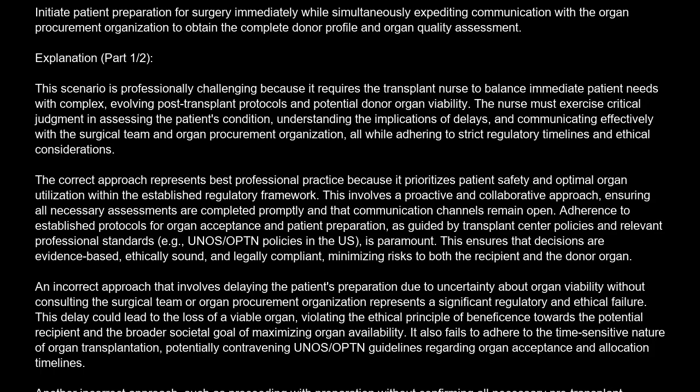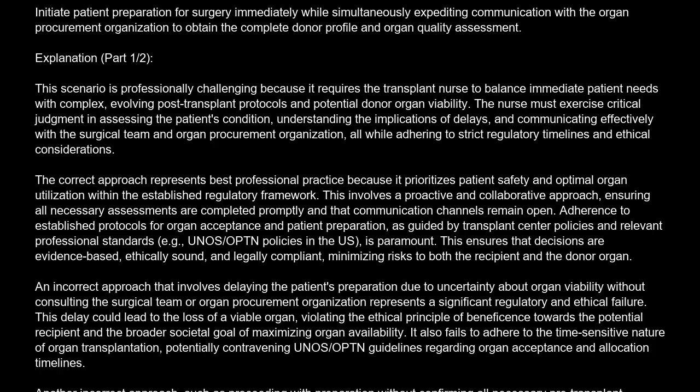The correct answer is D. Initiate patient preparation for surgery immediately while simultaneously expediting communication with the organ procurement organization to obtain the complete donor profile and organ quality assessment. Explanation: this scenario is professionally challenging because it requires the transplant nurse to balance immediate patient needs with complex, evolving post-transplant protocols and potential donor organ viability.